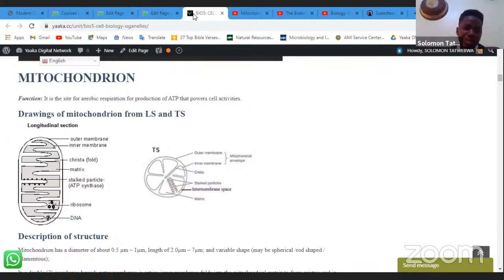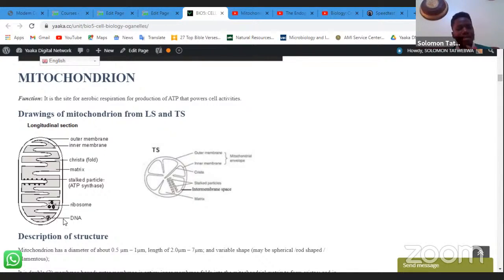Okay, very good. It is where aerobic respiration takes place, and the part of aerobic respiration that takes place there is the Krebs cycle, where the pyruvate is turned into ATP. So you're very correct. Good job. So here is the longitudinal section and transverse section of the mitochondria.